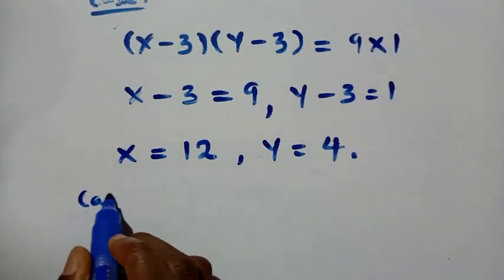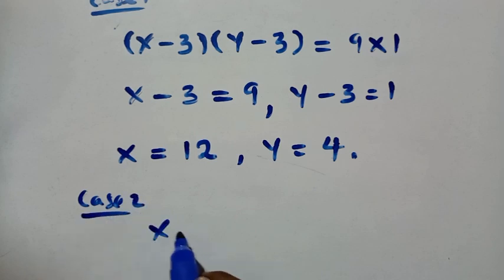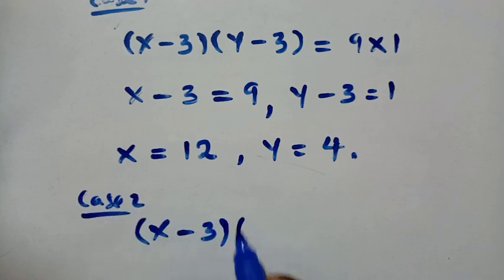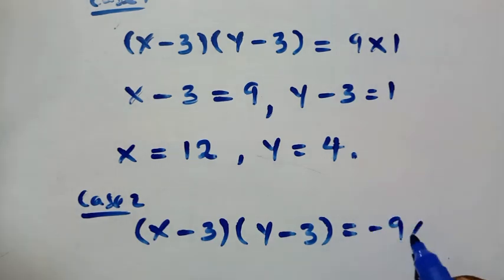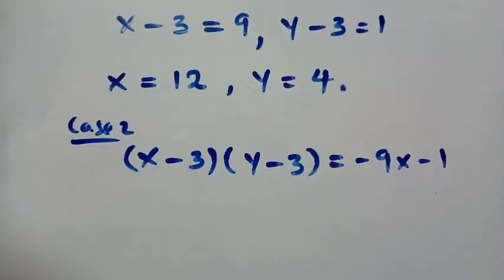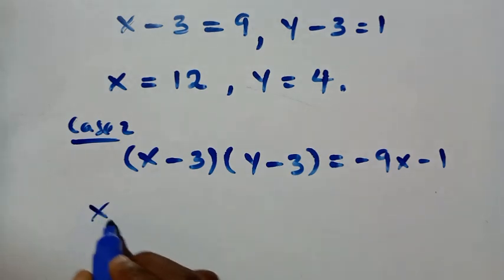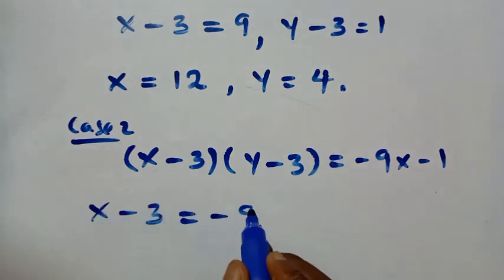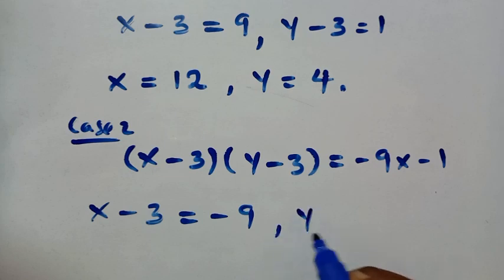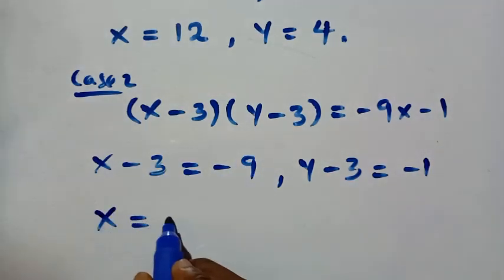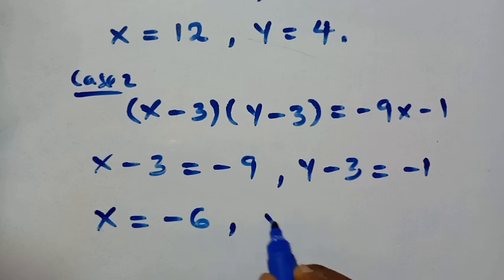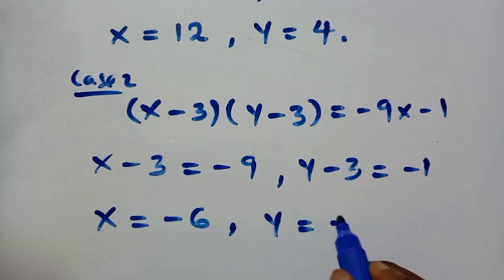And also let's consider case 2. We are given x minus 3 multiplied by y minus 3 equals minus 9 multiplied by minus 1. We let x minus 3 equals minus 9 and y minus 3 equals minus 1. By taking 3 to the other side, we have x equals minus 6, and also y equals plus 2.